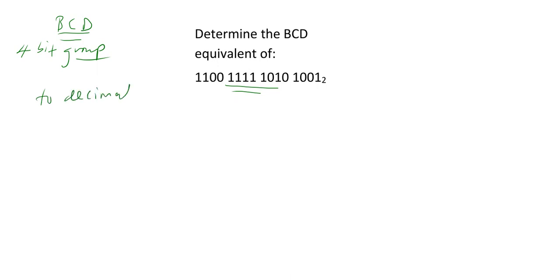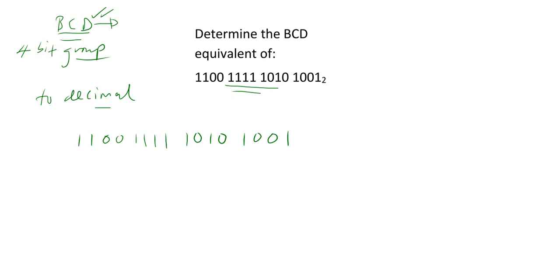The reason why we change to decimal is because, as we normally remember, BCD stands for binary coded decimal. So we have to code the decimal number but not the binary number. So that is why we have to change our number into decimal first. We have the number 1100, 1111, 1010, and 1001.